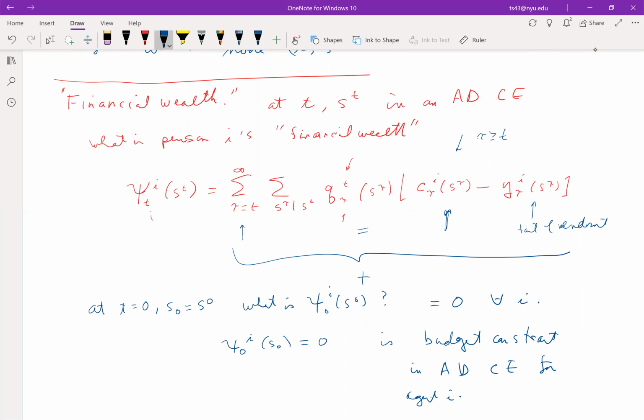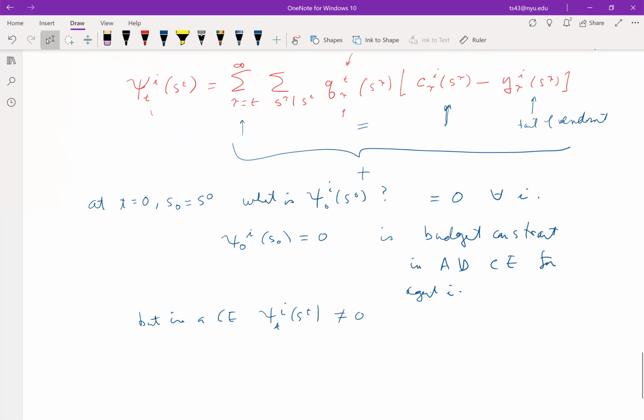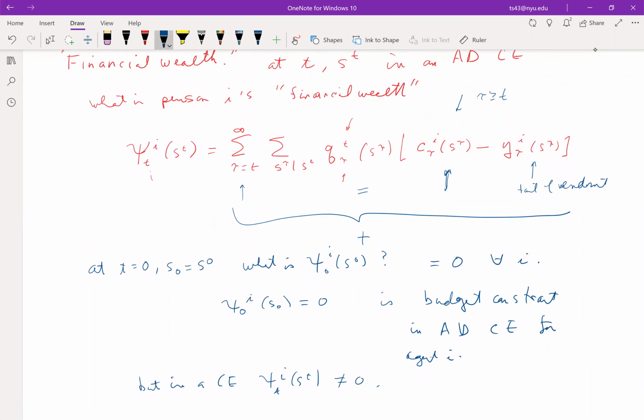But in a competitive equilibrium, this object, psi i of St, does not equal 0 necessarily. But let's stare at this. Something else has to be true. If I sum this across all i, that has to be 0. That just becomes the feasibility constraint.